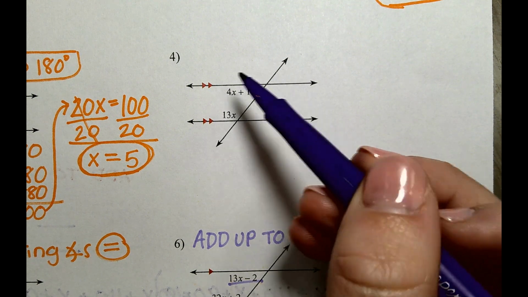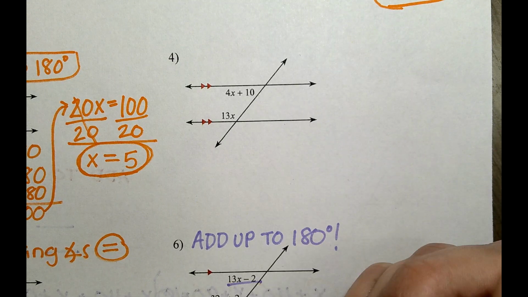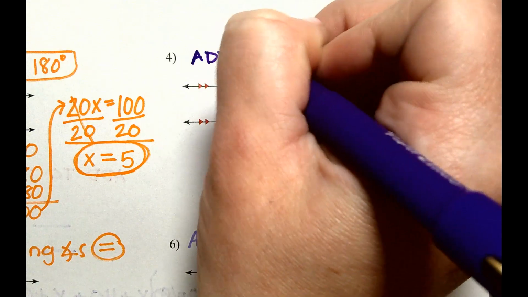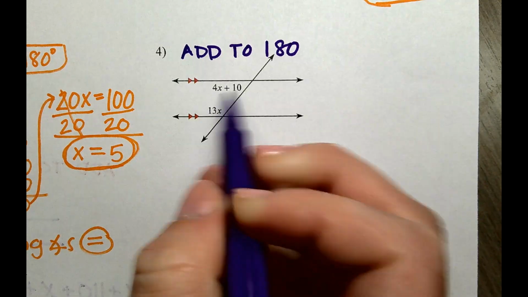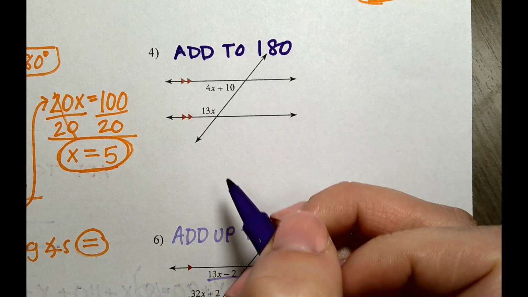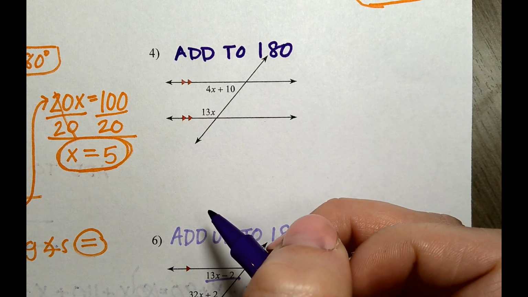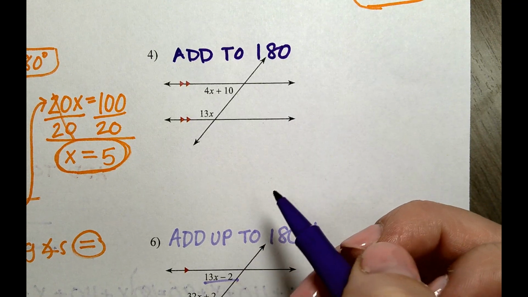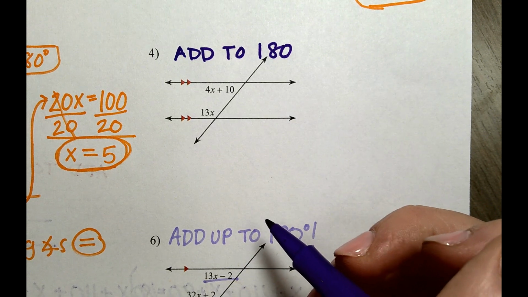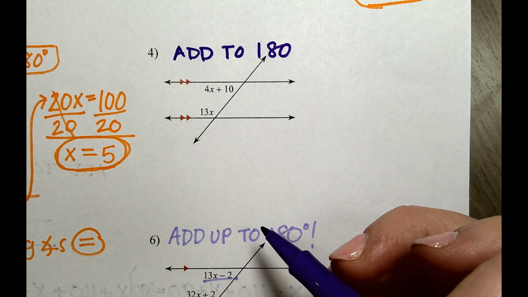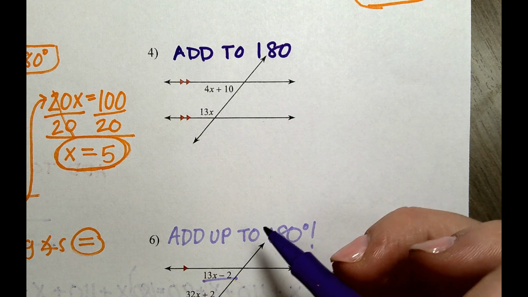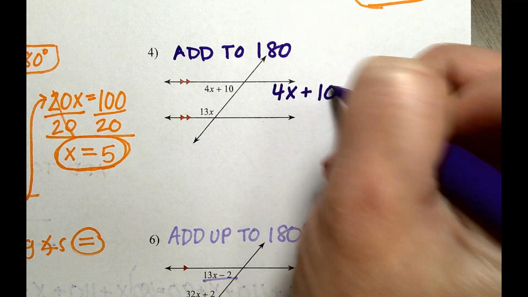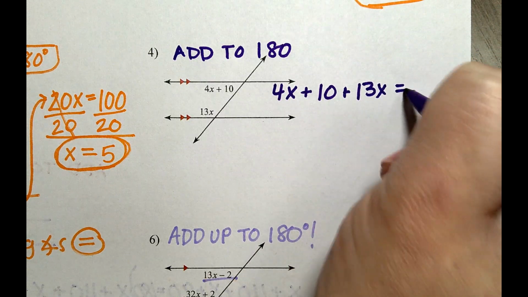There's a big angle and a little angle. They're very clearly not the same size. So they can't be equal. They add to 180. So what equation could I write? What are we thinking? Perfect. 4x plus 10 plus 13x equals 180.